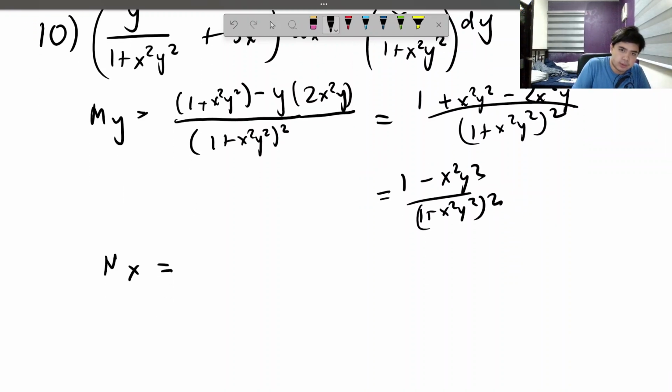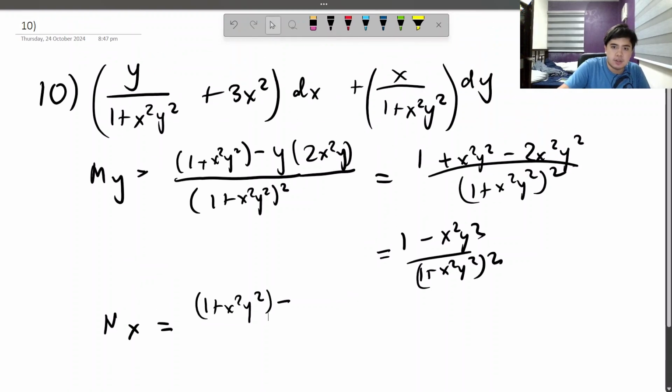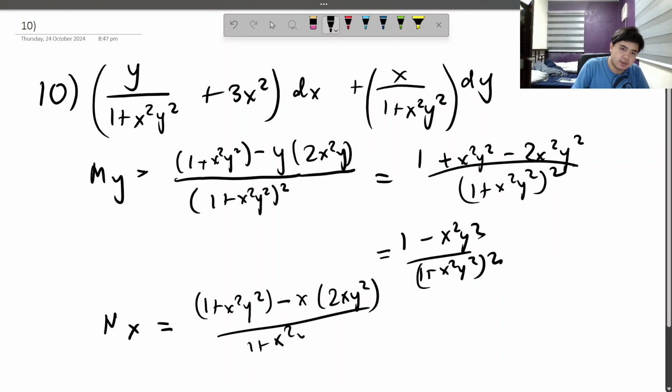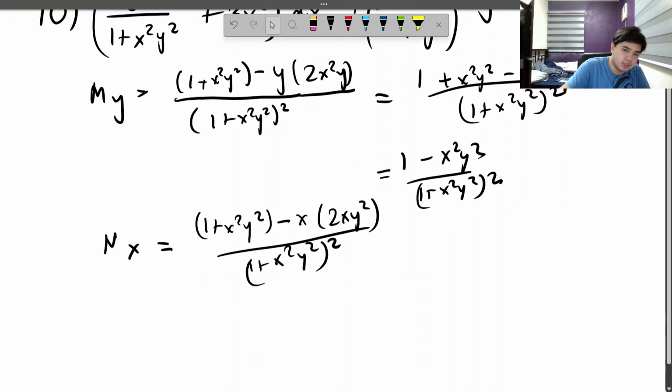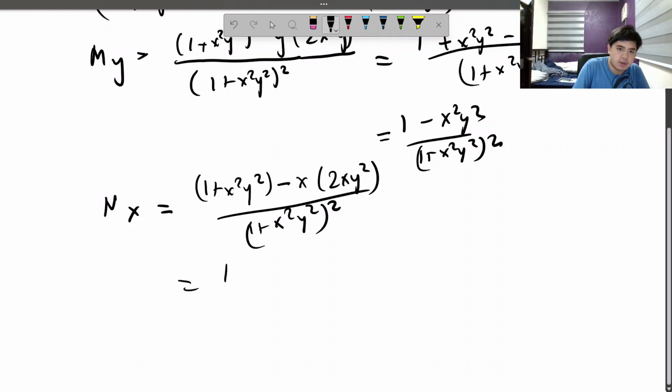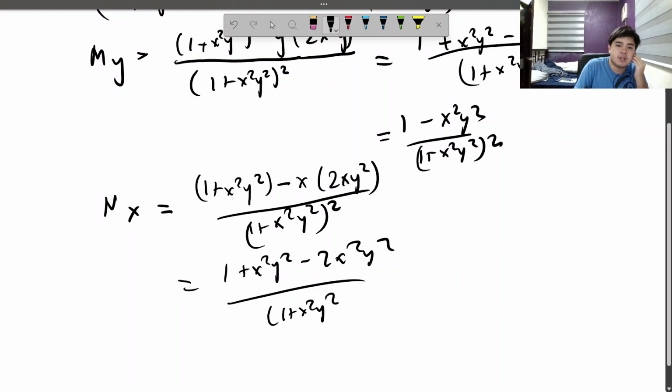Again, quotient rule, so 1 plus x squared y squared times the derivative of the top, which is just 1, minus top times derivative of bottom. So derivative of bottom with respect to x is 2xy squared over 1 plus x squared y squared squared. So this becomes 1 plus x squared y squared minus 2x squared y squared on the top over 1 plus x squared y squared squared.